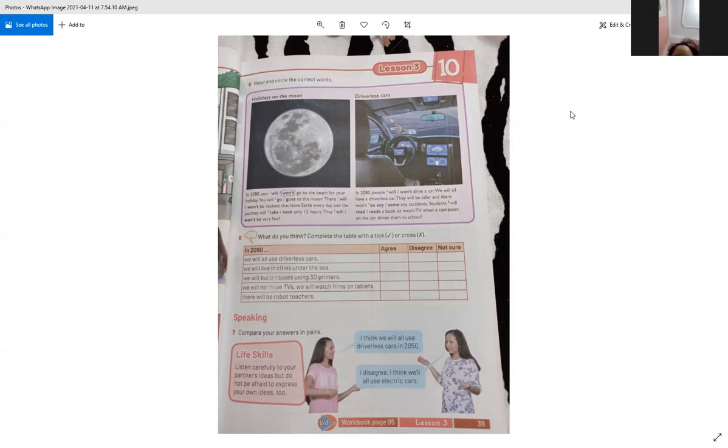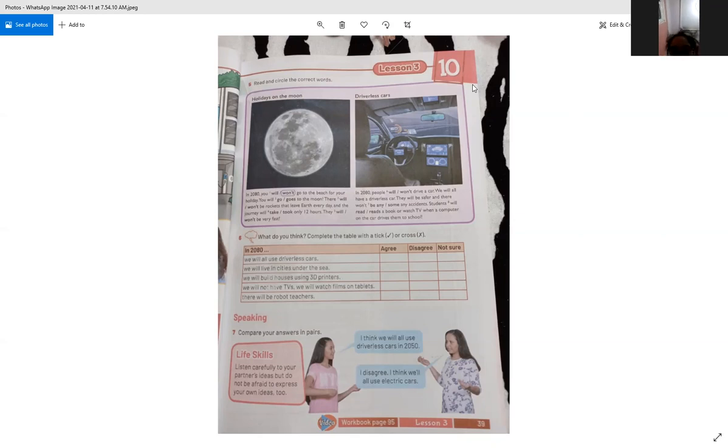Read, Mariam, read. In 2080, people won't want to drive a car. We will all have a driverless car. They will be safer, and there won't be any accidents. Students will read a book or watch TV while a computer on the car drives them to school. Okay, thank you, Mariam.